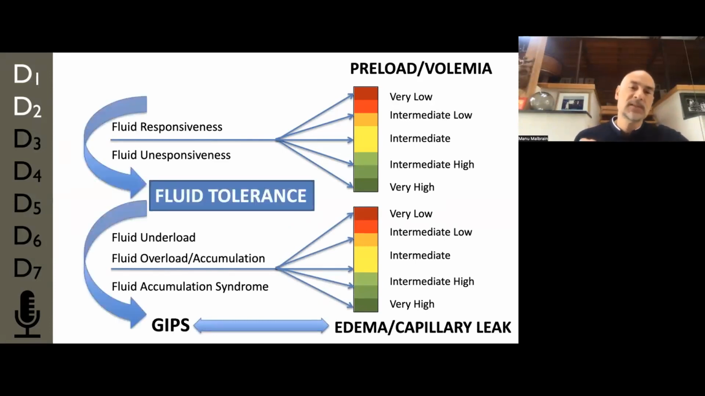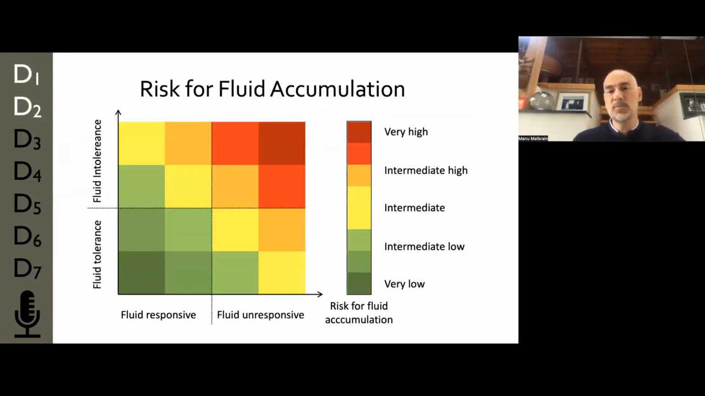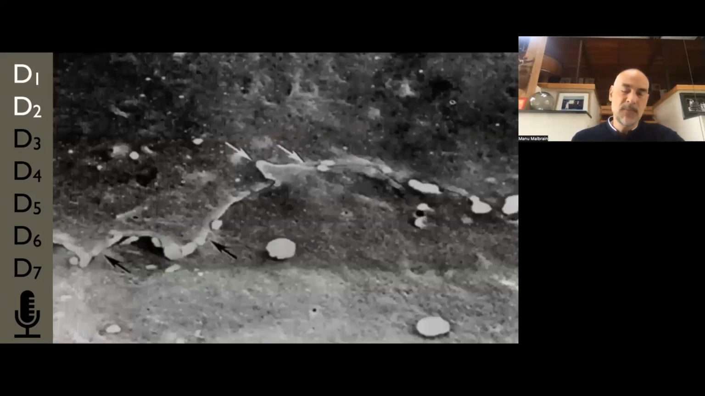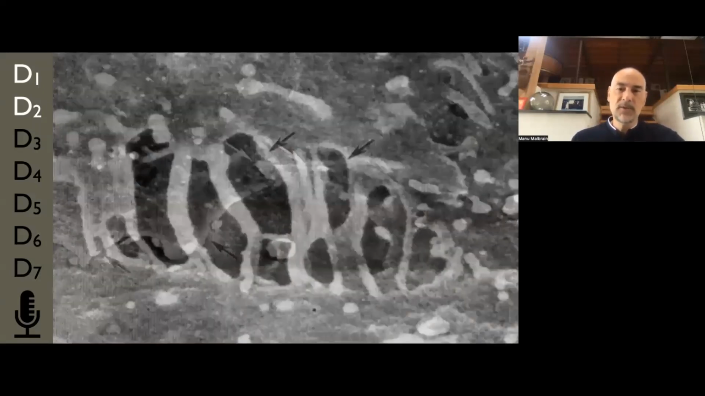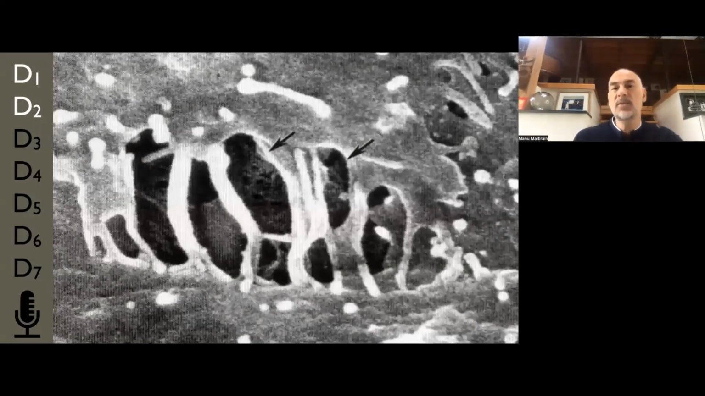So there is also something which is called fluid tolerance, which defines when giving further fluids will lead to deleterious effects on organ function. So it's the balance between fluid responsiveness and unresponsiveness on the one side, and fluid tolerance and intolerance on the other side. And a combination of these will increase the risk for fluid accumulation syndrome. So if you're unresponsive and intolerant, there will be a very high risk. This is a healthy capillary, and this is the same capillary only a couple of minutes later after an insult.